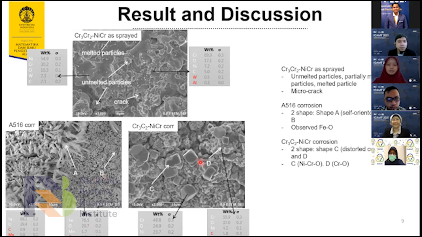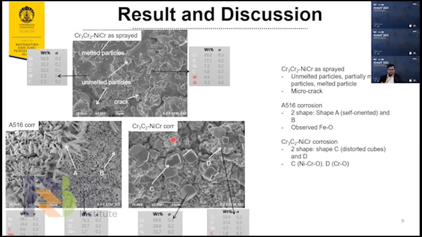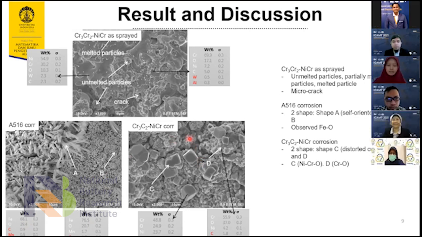And the next figure is chromium carbide nickel chromium after corrosion for 100 hours. They also observed two shapes in here. One shape is a distorted cube. In this distorted cube, there were some elements such as nickel, chromium, and oxygen, and in this area, there is much chromium and oxygen.